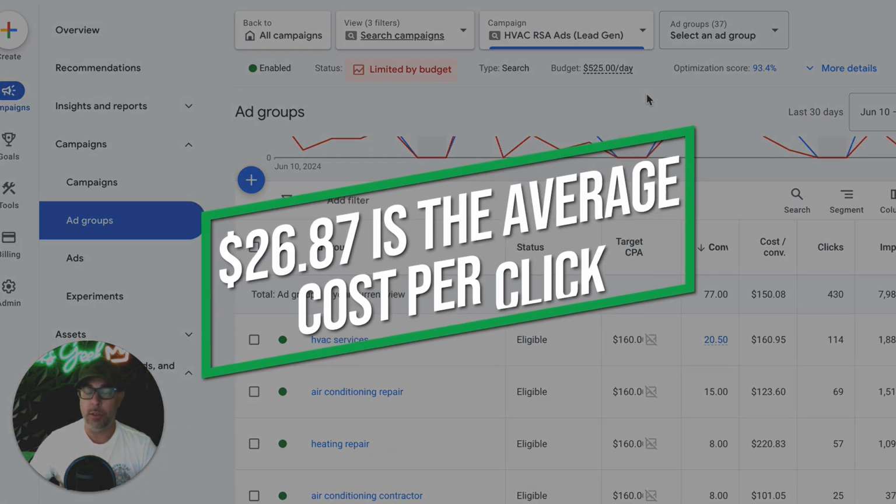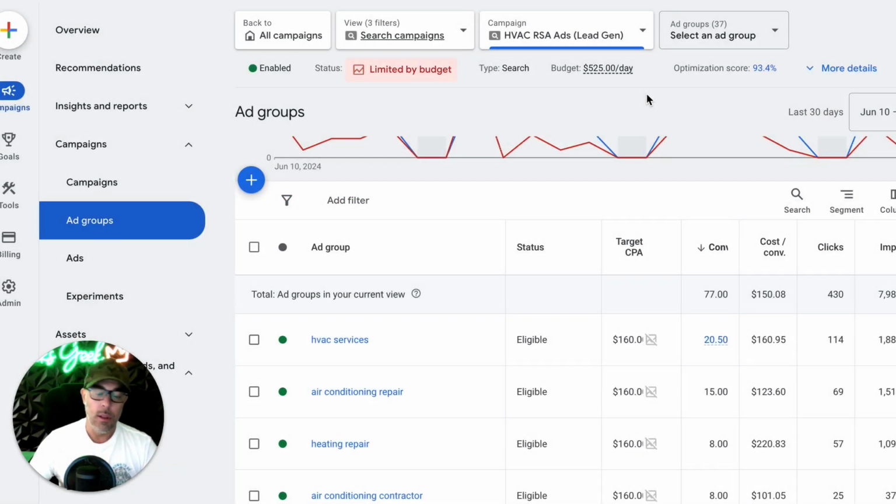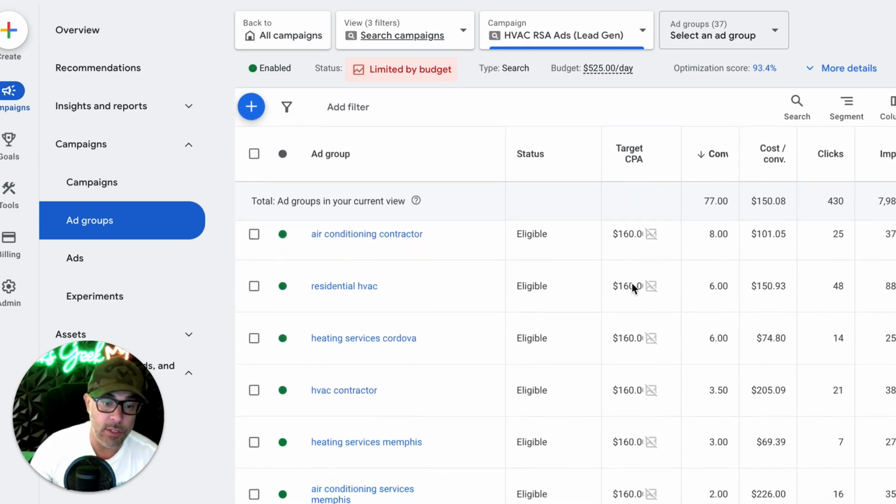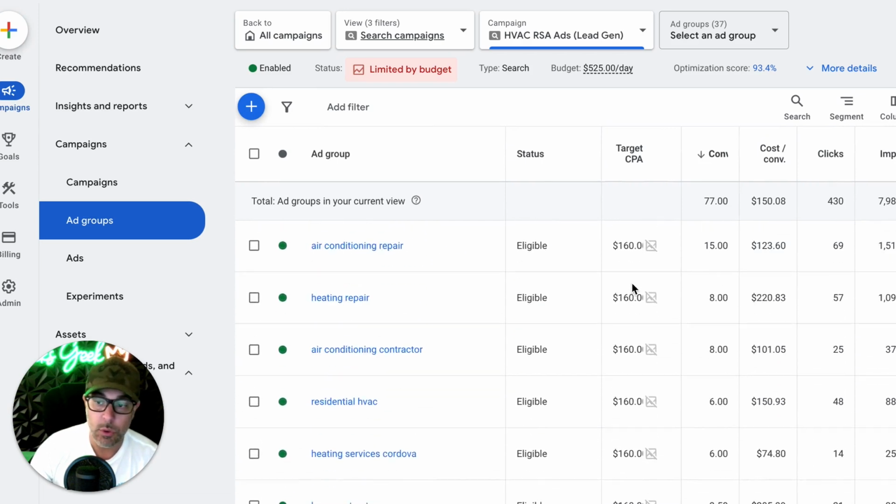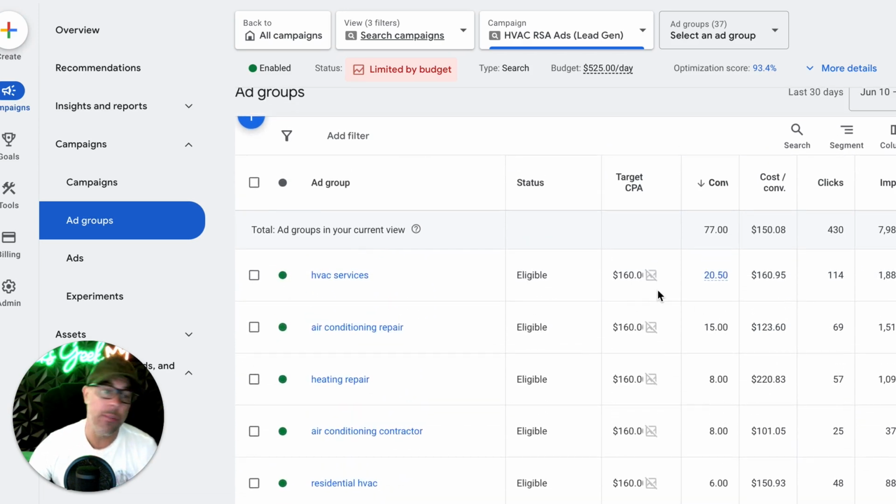And this guy's actually, believe it or not, not terrible. It's $26.87 average cost per click in his market, which is on the lower side. I've seen this in other markets like Dallas, where it's like $70. And that's obviously going to affect your cost per lead. You can have the greatest conversion rate in the world with your landing page, but if you're paying $70 a click, you have your hands tied with what your lead cost is going to be. It is what it is.